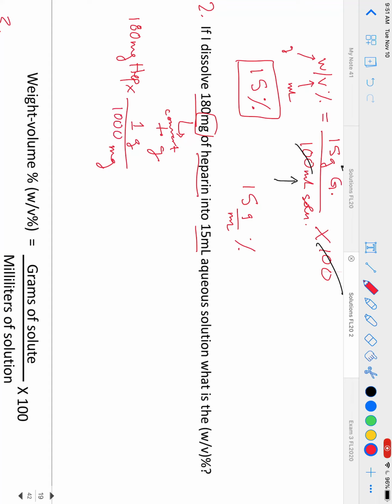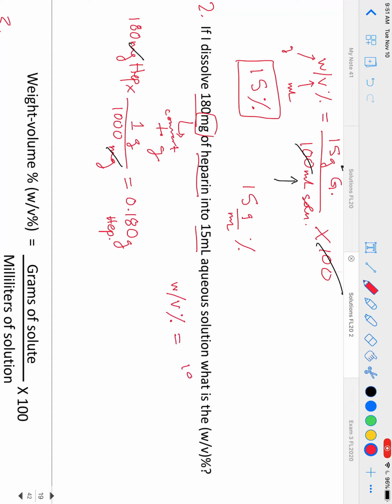If you remember, we've covered this way back early in the semester. There is 1,000 milligrams in 1 gram. So what should happen to units here? Milligrams cancel. 180 divided by 1,000 equals 0.180. Now this is grams of heparin. Okay, and this is what we'll plug into our equation.